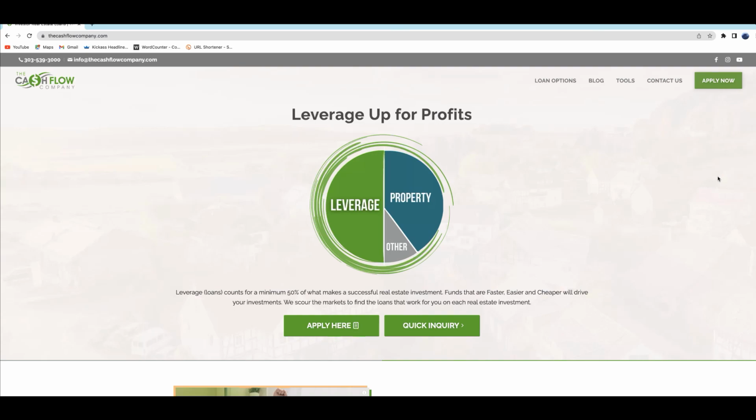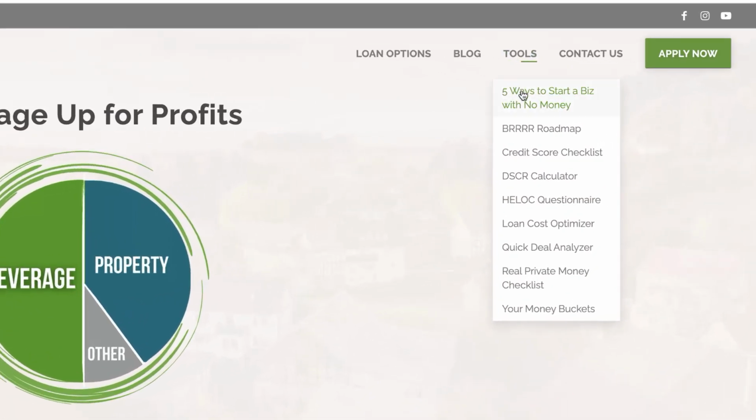Go to thecashflowcompany.com, download the DSCR calculator, and run your own numbers on every property you're looking at before you reach out to the lenders, just to make sure it qualifies. And you know if this is a property that's going to make you money or going to cost you money every month.